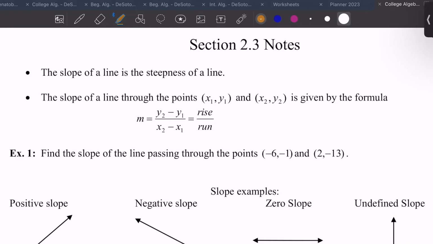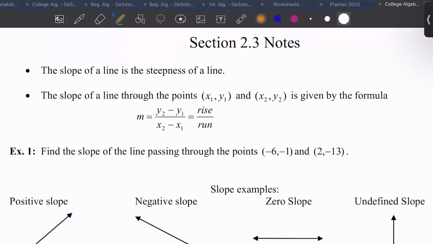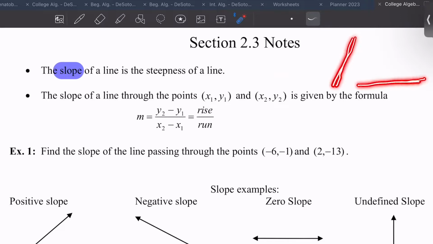Right, section 2.3. We are going to talk about slope, and that's probably a word that you've heard a lot in your math classes. The slope of a line is the steepness of a line. So how far does it tilt? These would be very large slopes. This, not so much. That would be very steep. This one, not so much.